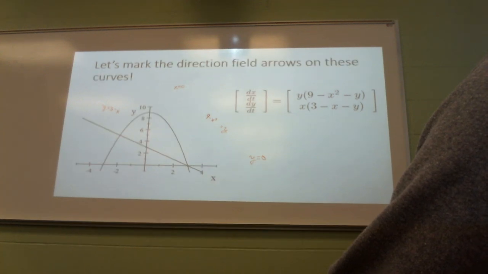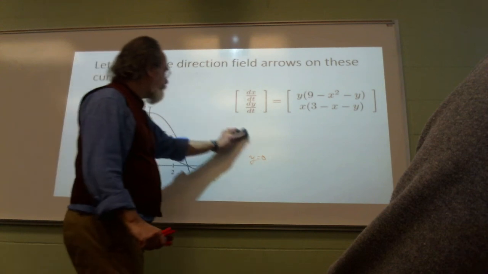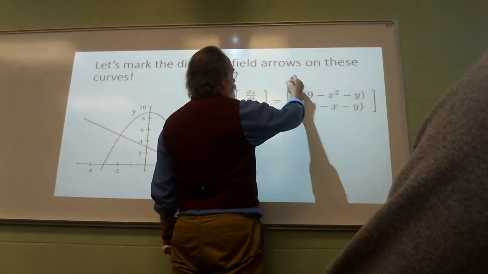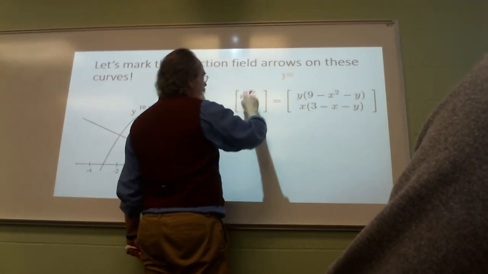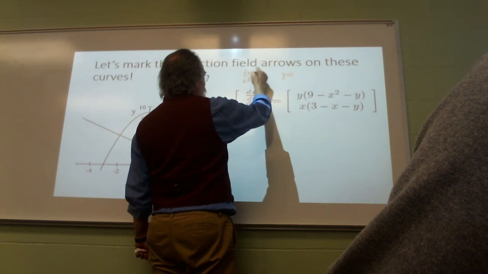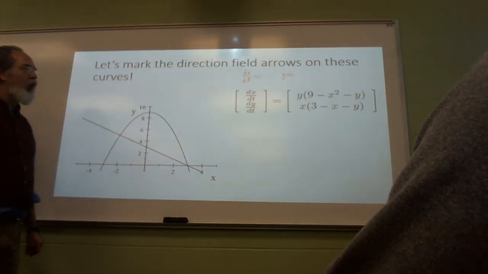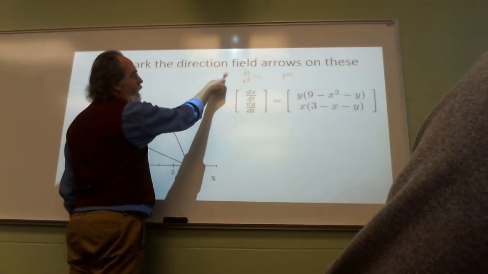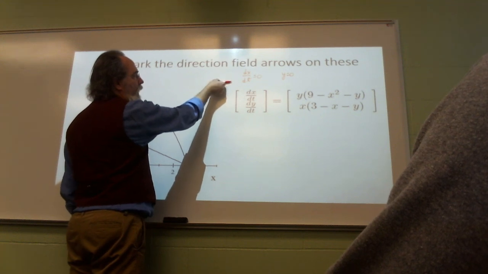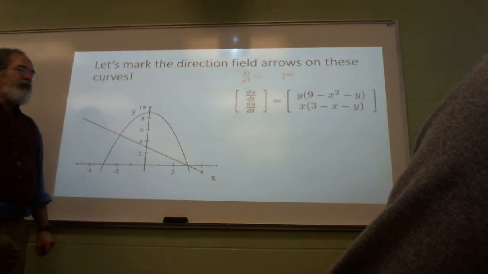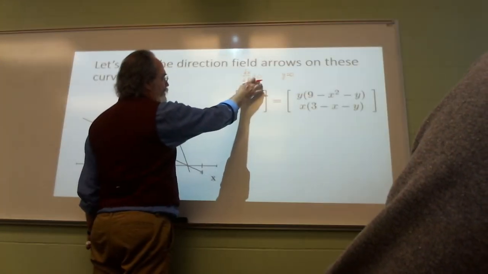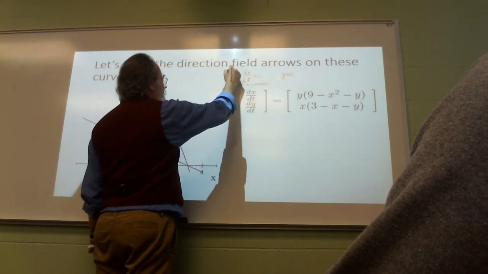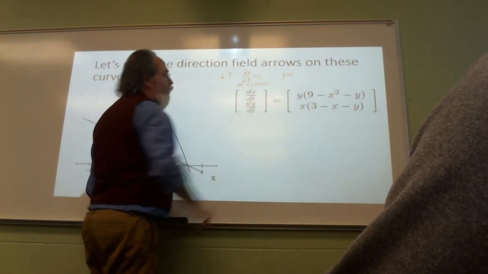Let's mark the direction field arrows on these guys. Okay, so here we go. Let's start right here. Y equals 0 gives me dx/dt equals 0. What kind of arrow has dx/dt equals 0? A vertical arrow or a horizontal arrow? We're going to draw a direction field that it's vertical. That's right. The change in x is 0. No x change. So that means that I have up arrows and down arrows on y equals 0.